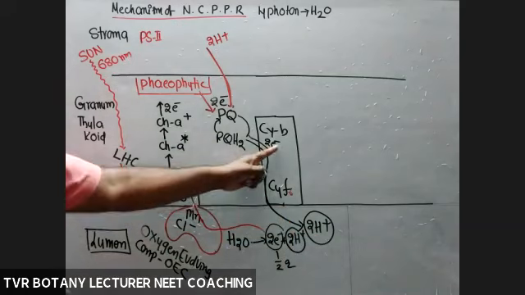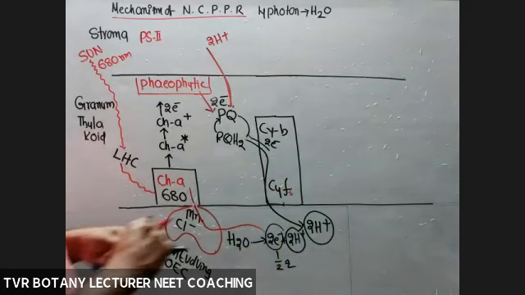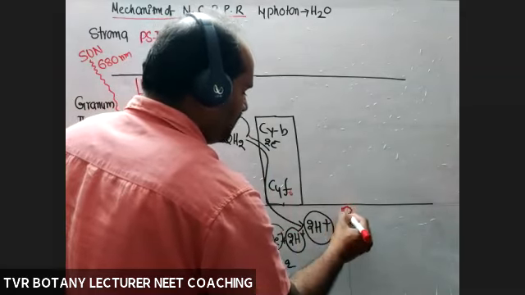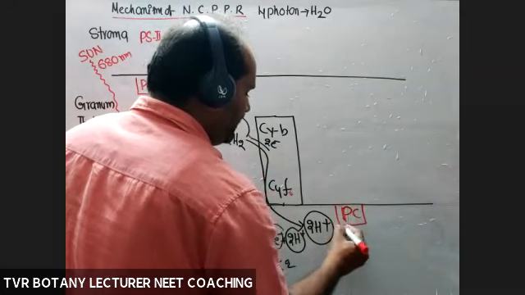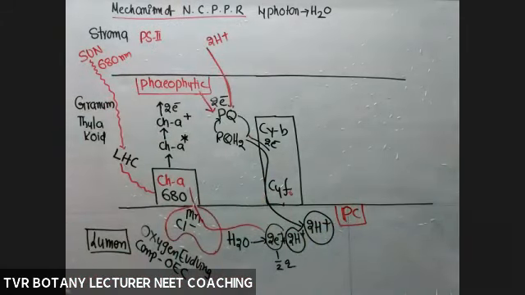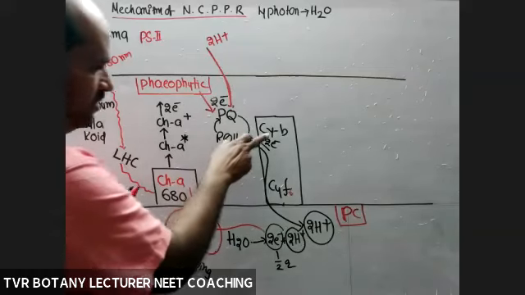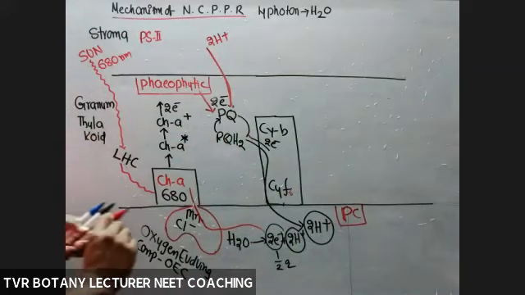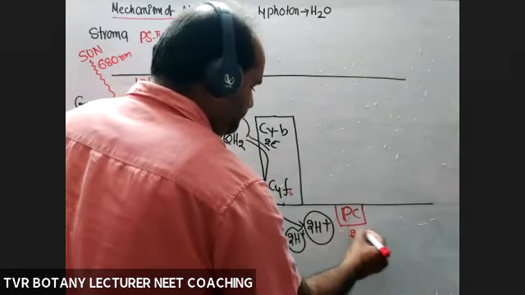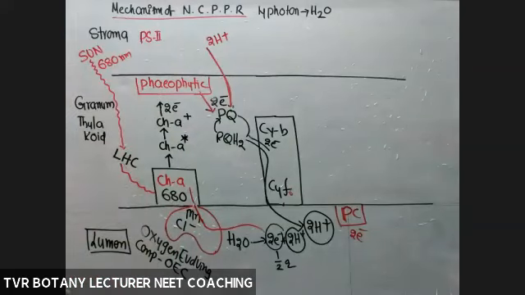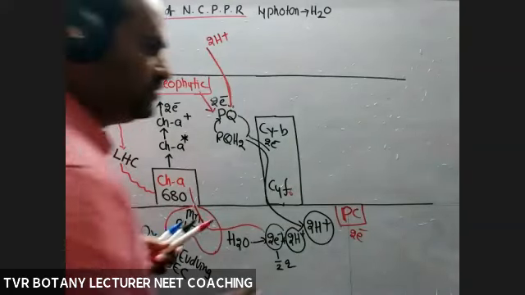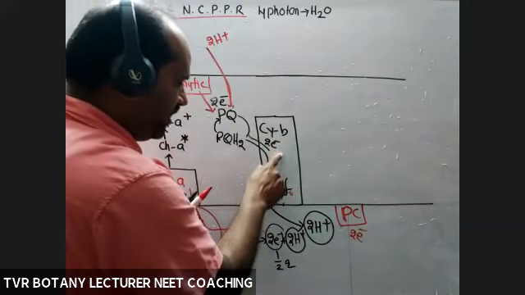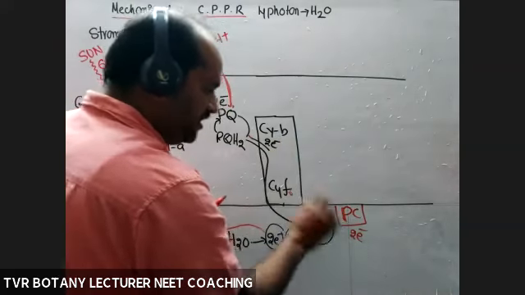Through the cytochrome complex, the next electron acceptor is plastocyanin, PC, a copper containing protein, a mobile electron carrier between the cytochrome complex and the next one. We'll see what that next one is. So now PC is with 2 electrons, according to the number of electrons available from the H2O molecule. So now PC is in reduced condition.